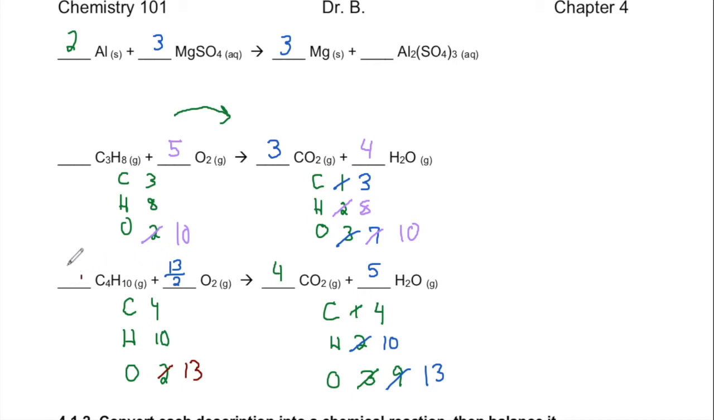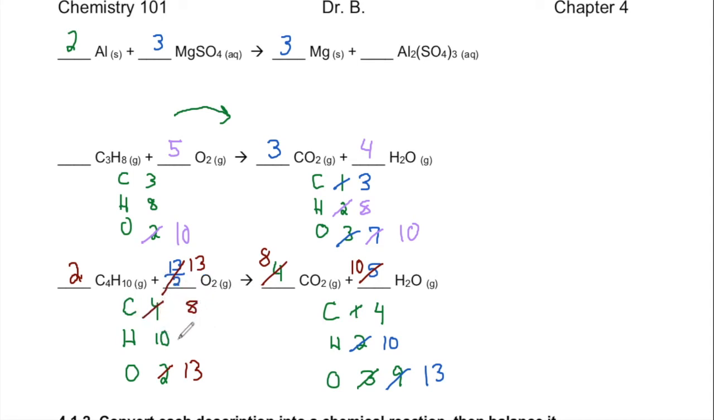We double the 1 and make it 2. We double 13/2 and make it just 13. We double 4 and make it 8. And we double 5 and make it 10. So let's go through and make sure that all the elements are still balanced. They should be if we doubled both sides.